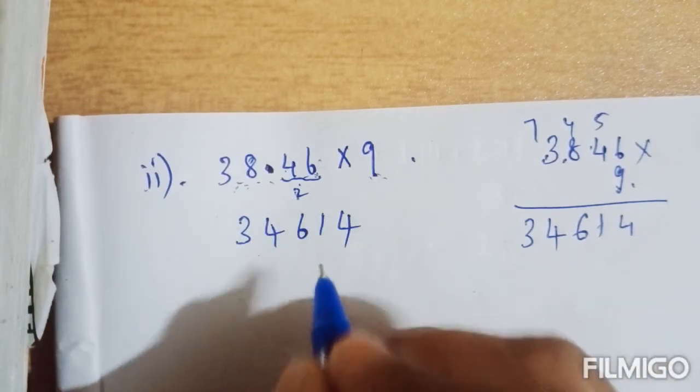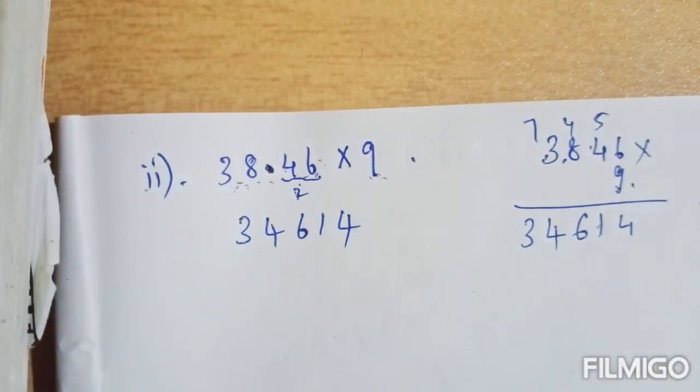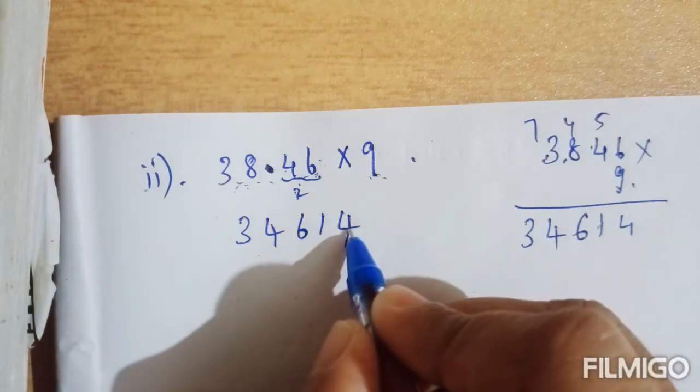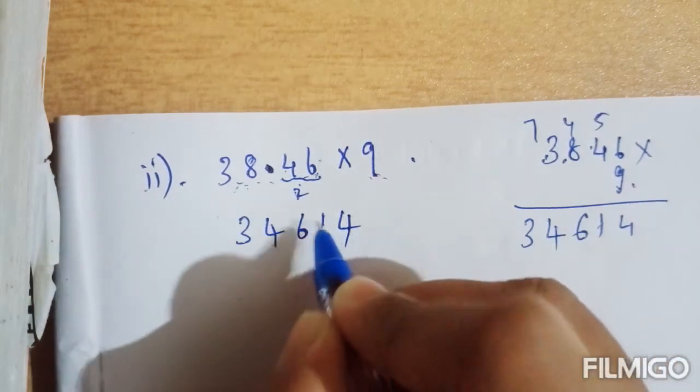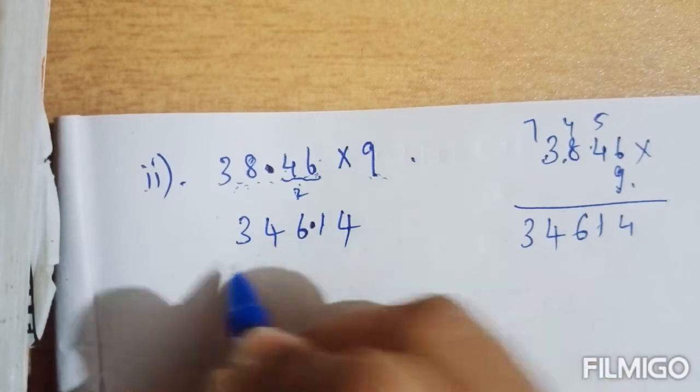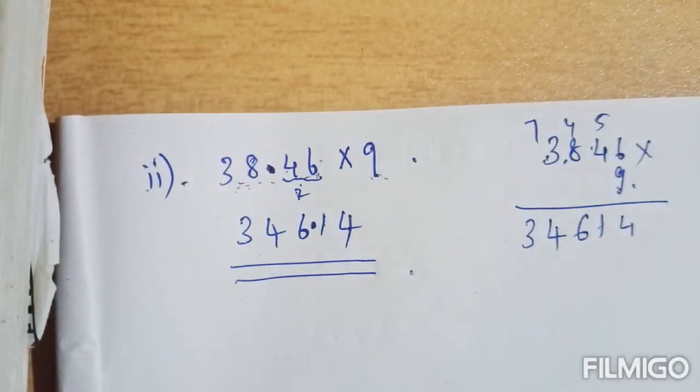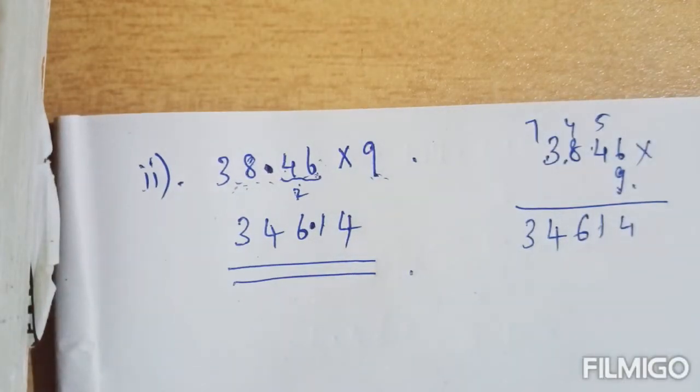So in the answer also, after decimal point 2 digits should come. So you can start counting from the right side, 1, 2. Point will be here. 346.14 will be the answer.